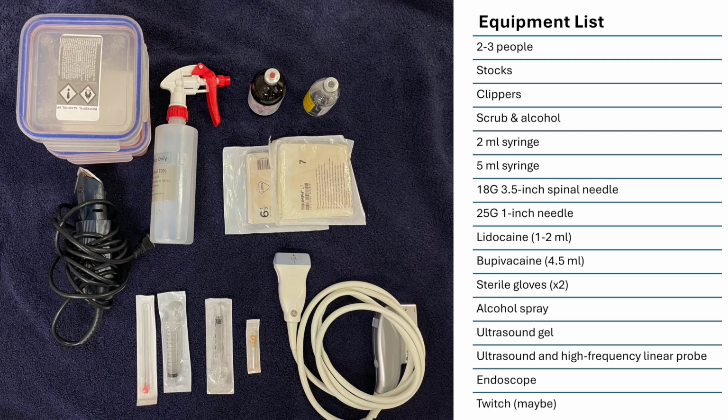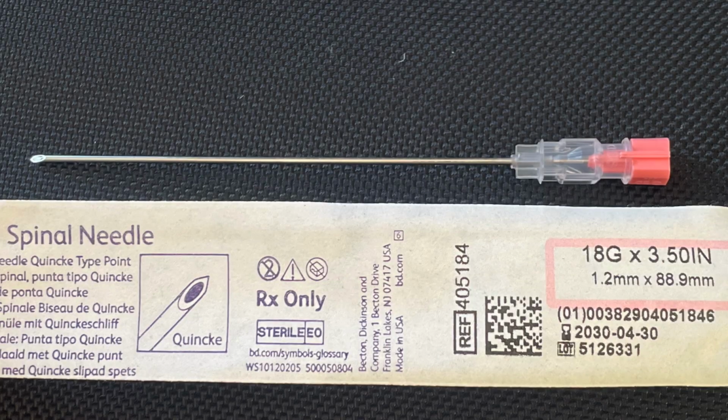For the skin block, you will need a 2 milliliter syringe, a 25 gauge 1-inch needle, and lidocaine. For the CAD block, use an 18 gauge 3.5 inch spinal needle and 4.5 milliliters of bupivacaine at 0.5% concentration. It's important to use a spinal needle as it includes a stylet and has a less acute bevel angle, allowing the needle to pass through dense tissue with more stability.